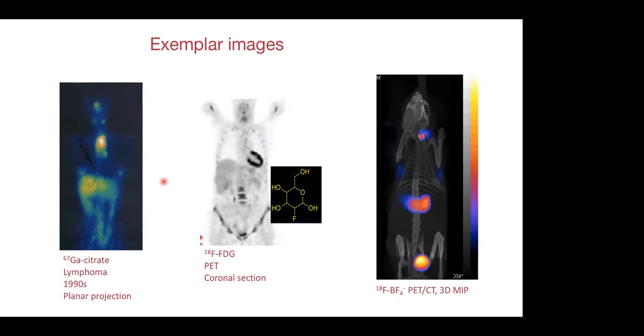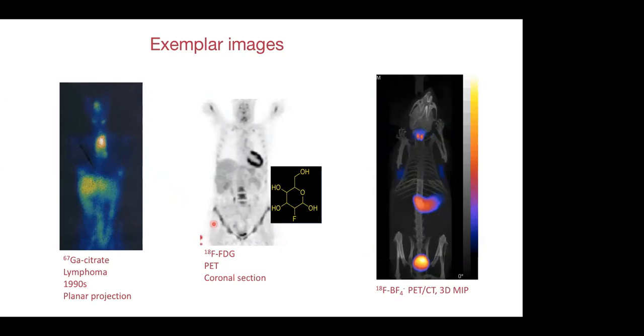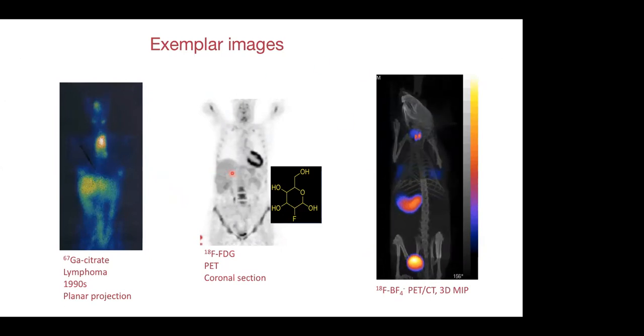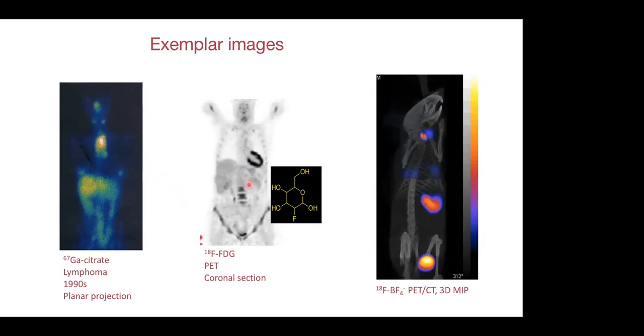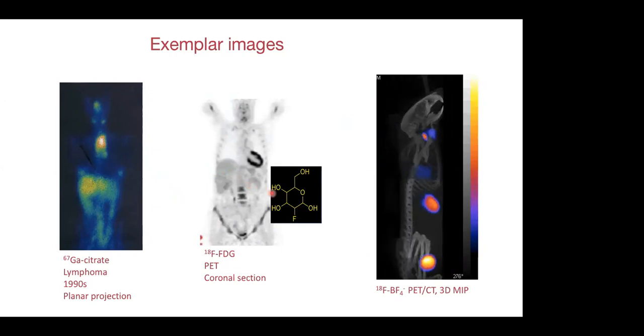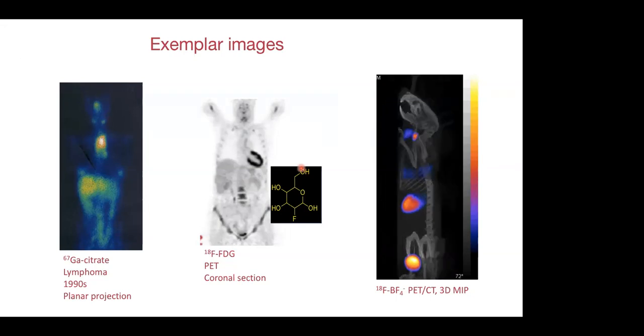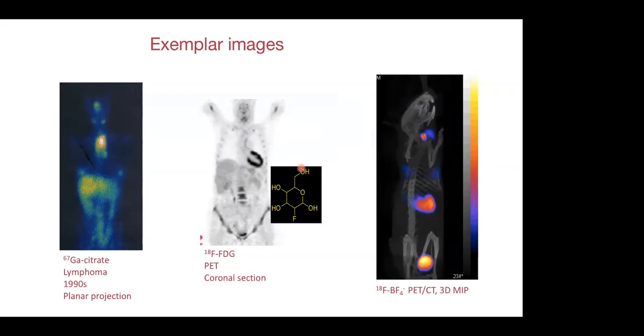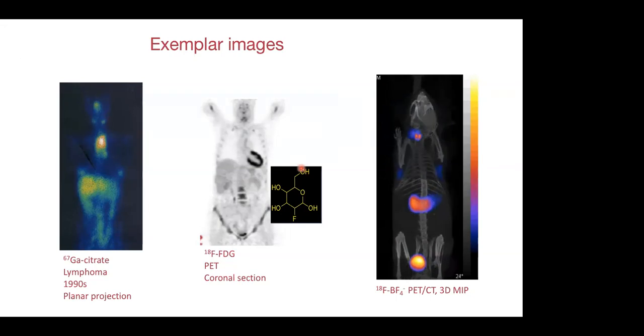I don't know that. So the one in the middle is more recently familiar. This is an FDG PET scan using glucose labeled with fluorine-18. This is the molecule here, and it gives us a picture of glucose metabolism. And this one is a coronal section, again showing the three-dimensional nature.